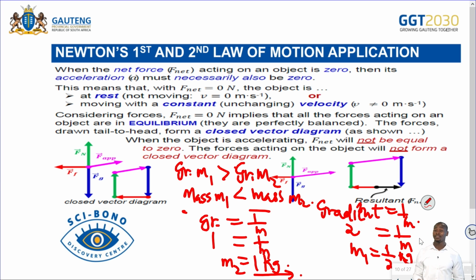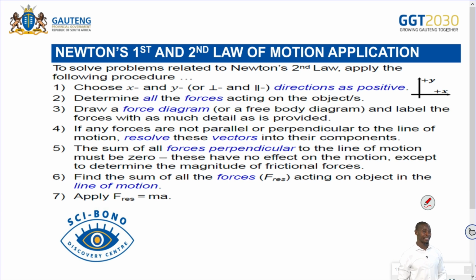Then when it comes to Newton's second law, an object is accelerating, right? So how do we solve problems when it comes to the application of Newton's first and second law? First thing that you need to do, make sure that you choose the direction, right? Determine all the forces acting on an object, and then after finding all those forces, make sure that you draw a correct free body diagram or correct force diagram. So first thing, choose direction.